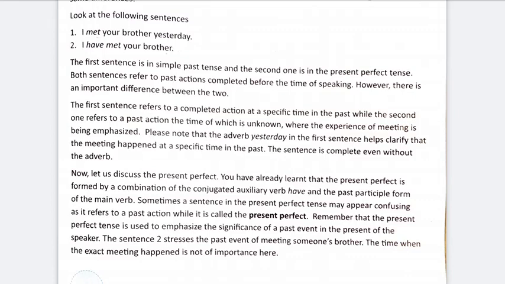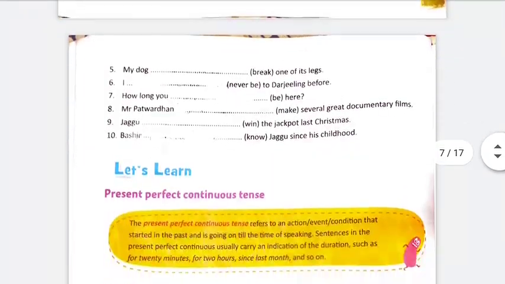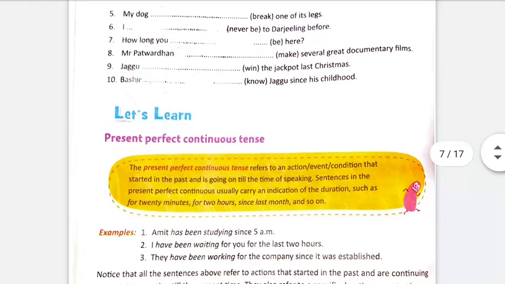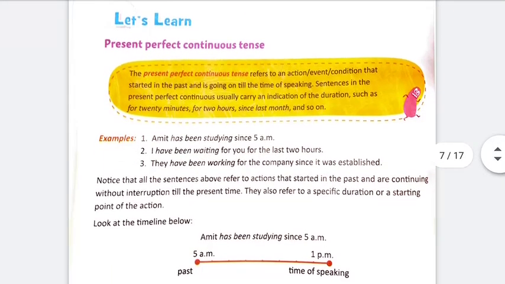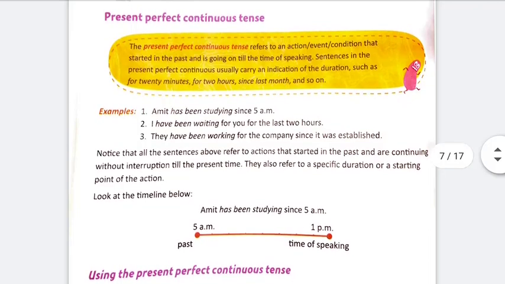Again, another exercise is there that you will be doing on your own, and you may take time till evening. You will be completing all this let's practice part, and then you will submit, and I will be checking your work. Now I would like to discuss present perfect continuous tense also today.